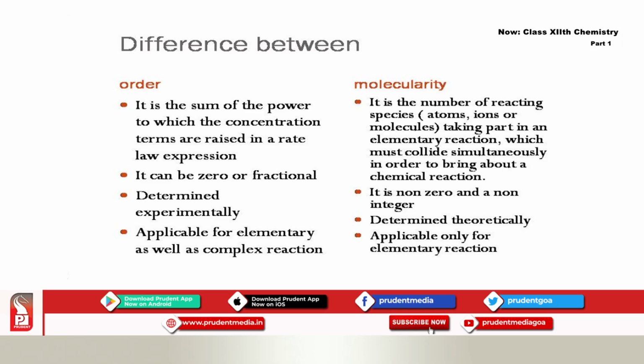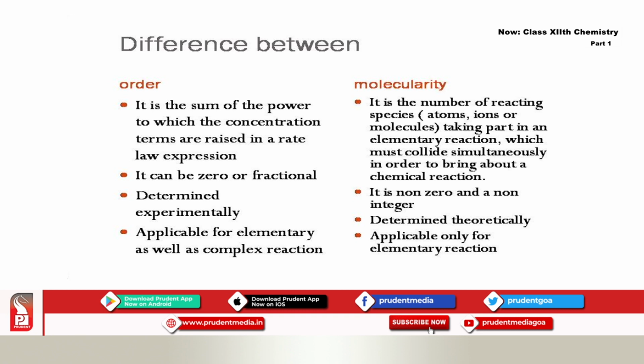Now, we need to understand the difference between order of a reaction and molecularity. The first point would be basically how would you define order of a reaction. It is the sum of the powers to which the concentration terms are raised in a rate law expression. And molecularity would be just, if you look at a balanced chemical equation, the number of reacting molecules. You need to remember that it has to be an elementary reaction or a simple reaction.